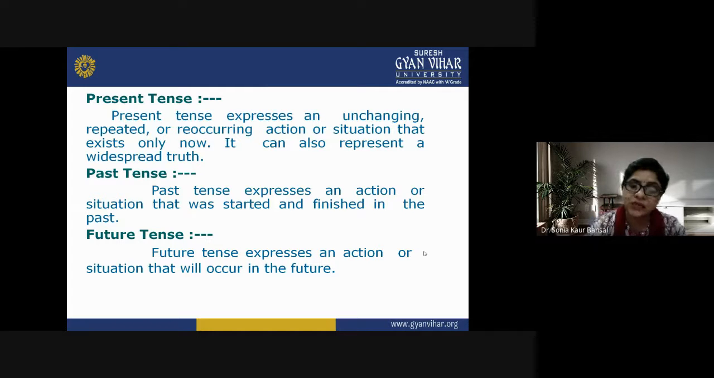Now the next time frame is past tense. So past tense expresses an action or a situation which was started and finished in the past. Now the work or action is not being done, it has already been done, but now we are talking about that work, so it is considered to be done in the past tense. Clear, students? Now the next, the third time frame which I'm going to tell you, is future tense. So future tense is expressing an action or situation that will occur in the future. So this is not happening now. This was not done earlier, but now it will happen. And you express that it will be a situation in the future. Clear, students? So these are the three time frames we are going to understand.